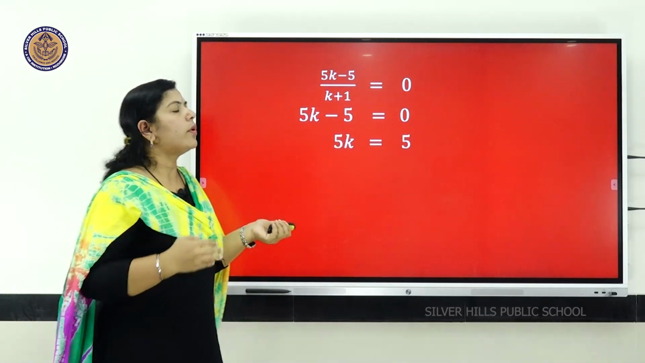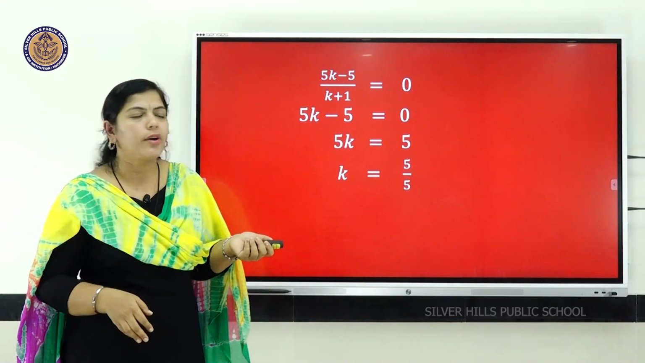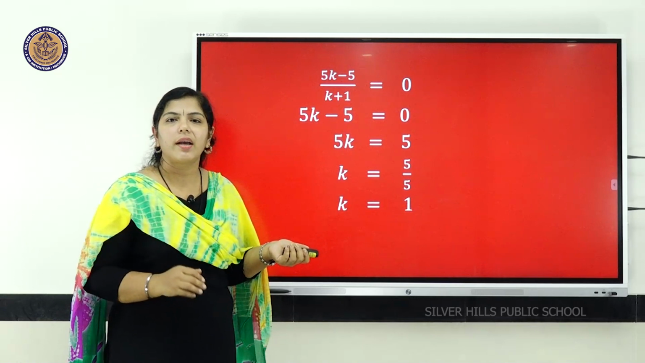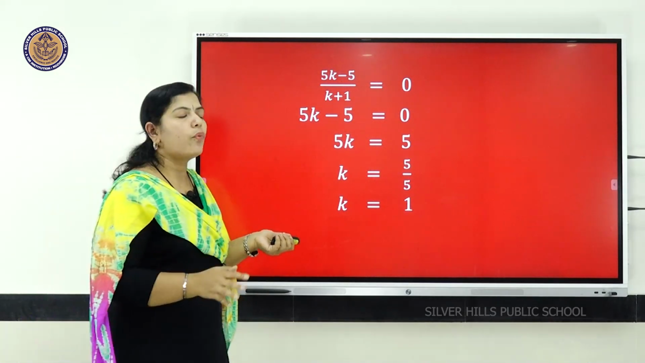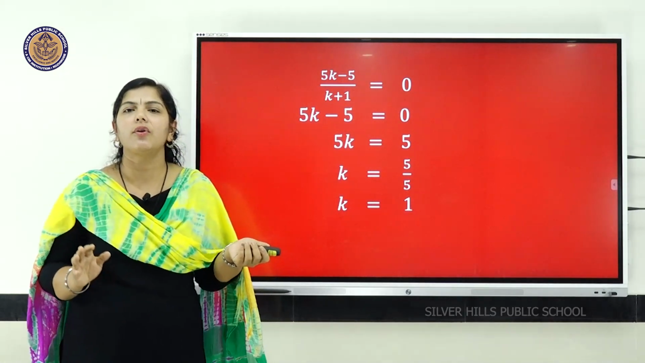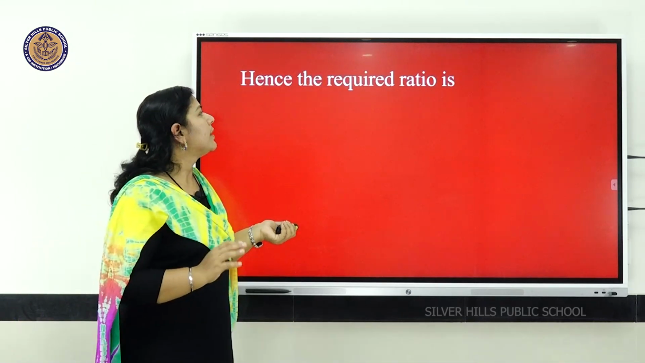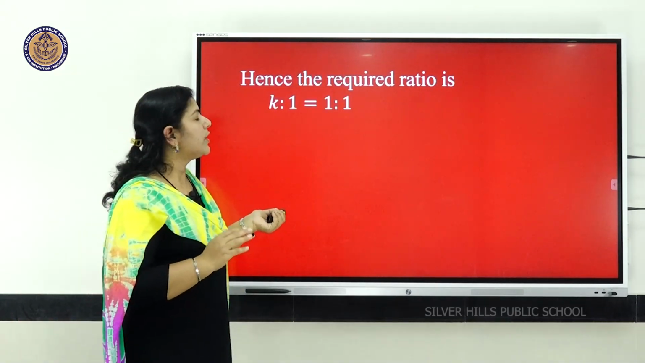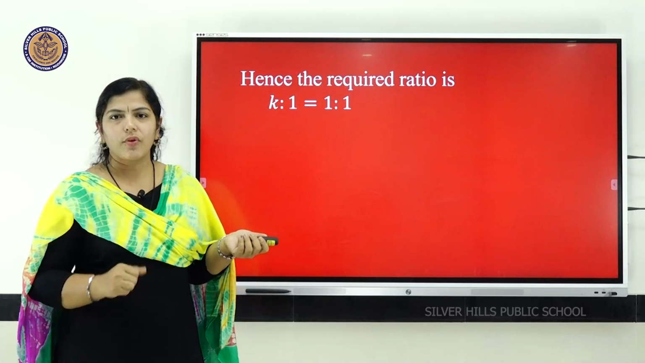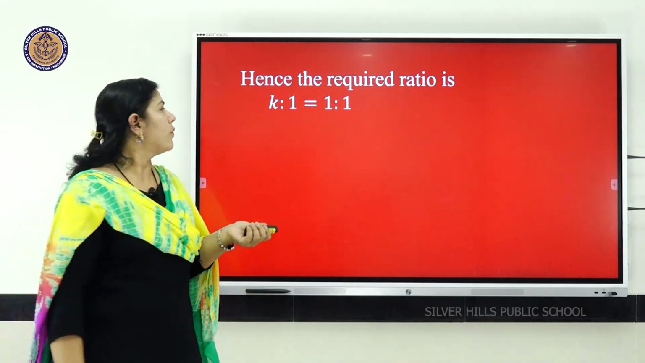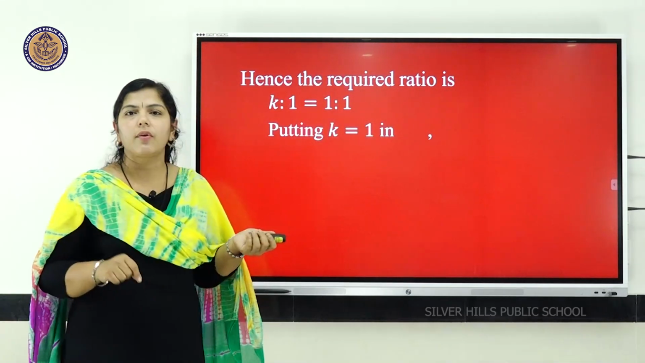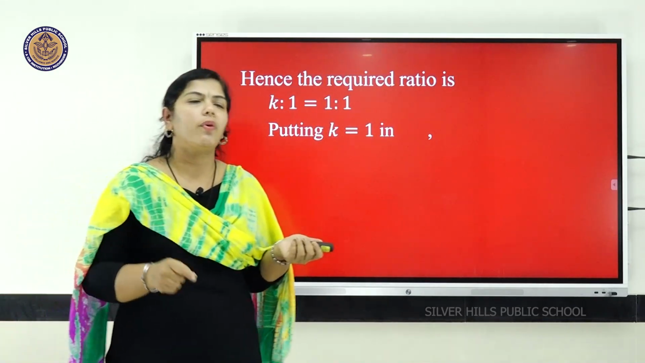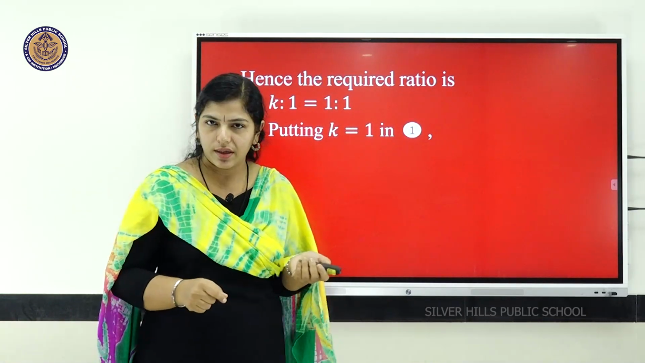So, 5k equal to 5, or k equal to 5 by 5, that is equal to 1. We got k equal to 1, that is the ratio, the required ratio is k is to 1. So, the k value we got is 1. Now, substituting k equal to 1 in equation 1.